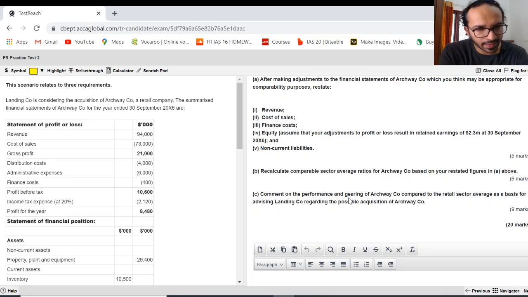So this is our second question. This is a single entity FS preparation question, and there are lots of adjustments which we have to make. But whatever adjustments we have to make will be mentioned in the question only if the question asks us to do any adjustments in the SOPL and SOFP. Only in such a situation we are required to do any adjustments.